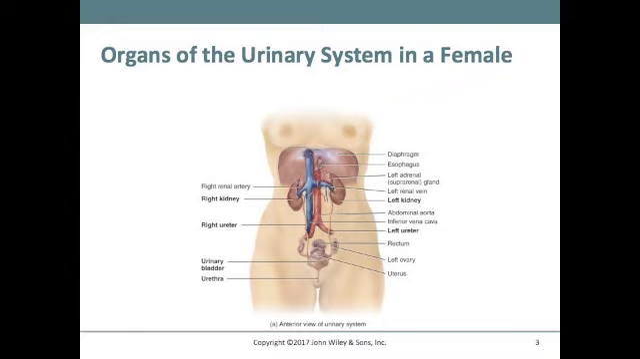The kidneys regulate blood volume and composition. They help regulate blood pressure, pH, and glucose levels, and they also produce the hormones calcitriol and erythropoietin. They also excrete wastes in the urine. The ureters, on the other hand, transport the urine from the kidneys to the urinary bladder. The urinary bladder stores the urine until it's expelled into the urethra, and the urethra discharges the urine from the body.